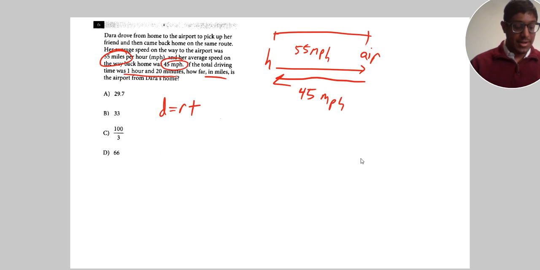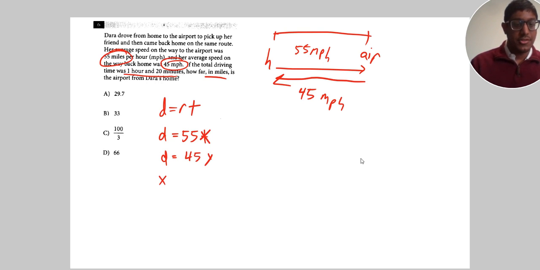So for the first leg, we can set this up in two separate ways. We have distance equals, so she drove there at 55 miles an hour, and we don't know how long that took her. And then on the way back, it's the same distance, so we'll keep that same D equals 45, and then the time it took over here, right? So let's call the first time X, the second time Y, okay? And we know the total time was an hour and 20 minutes.